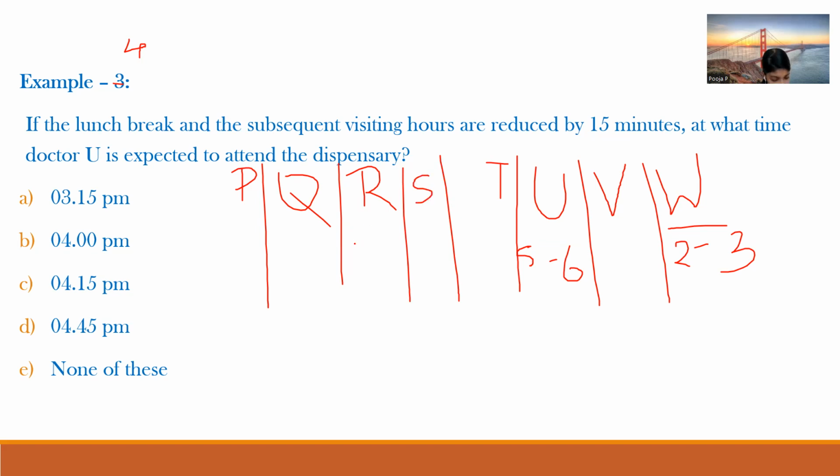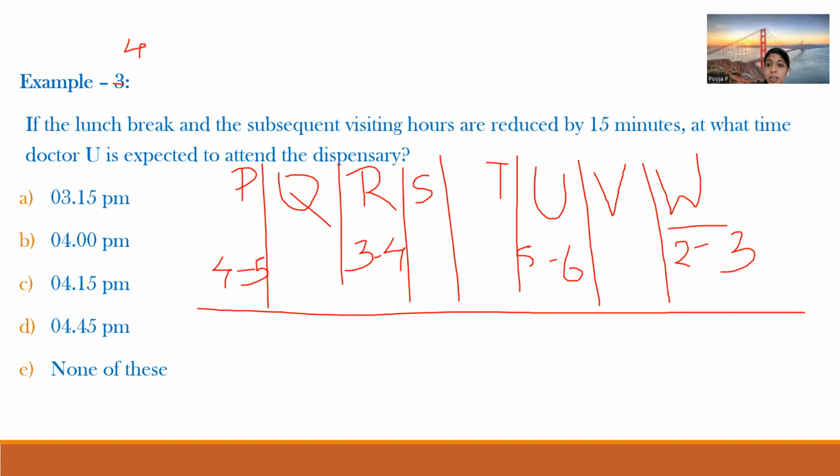Yeah, so Dr. R is coming between 3 to 4. And Dr. P is coming between 4 to 5. 2 to 3, 3 to 4, 4 to 5, and 5 to 6. So the lunch break starts at 1, ends at 2. They've asked us to reduce 15 minutes in lunch break. So the lunch break will be from 1 to 1:45.